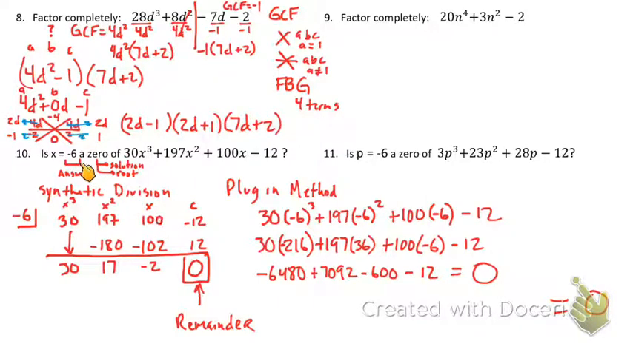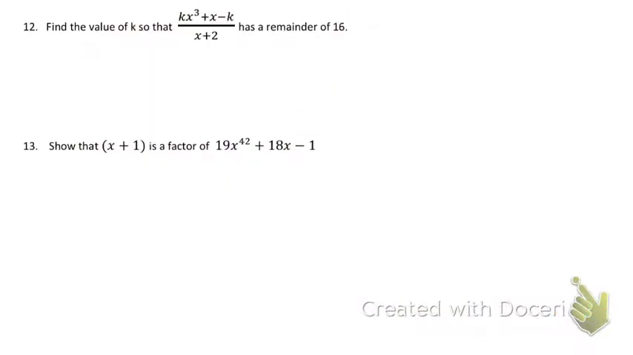So these are the two methods. Once you have it in answer form, you could use this method, synthetic division, or you can use the plug-in method. But basically they're asking, we want our answer at the end to be 0. Okay? So I'll let you handle number 11 if you want. Well, it's an assignment, so you have to do it. All right, let's move on to the next section.